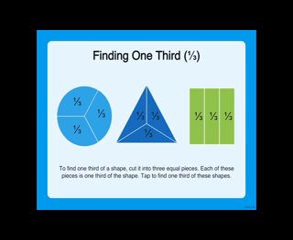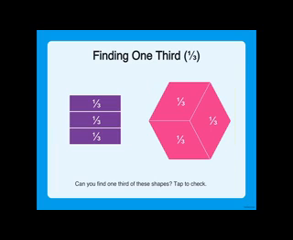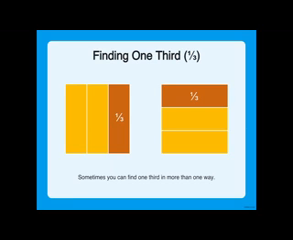Let's have a look at 1/3. Again, how many pieces has it been cut into? Well, it has been cut into 3 equal pieces. How many pieces are we talking about? Well, we're talking about 1. So the denominator is 3, the numerator is 1, and we say 1/3. Sometimes, even when the shape is the same, there is more than one way to find a fraction. So though these are both squares, I can find a third in 2 different ways.